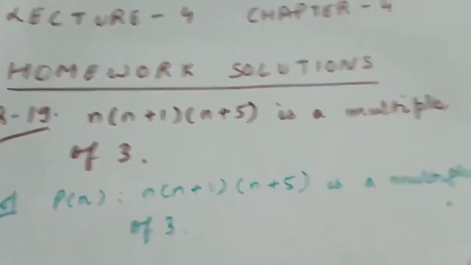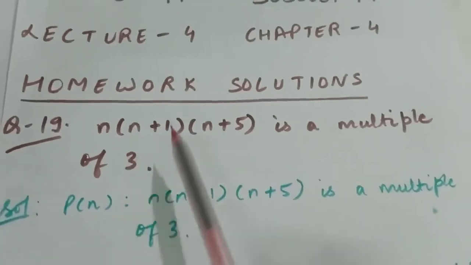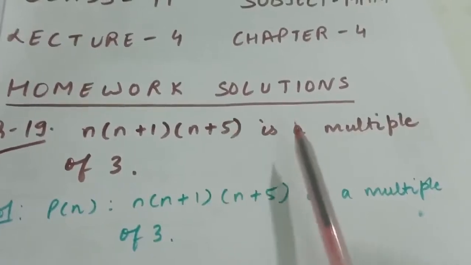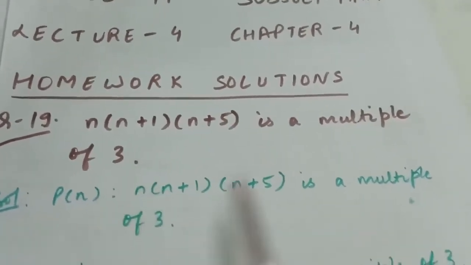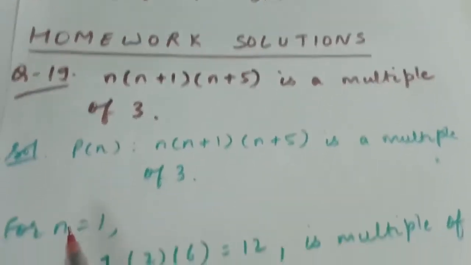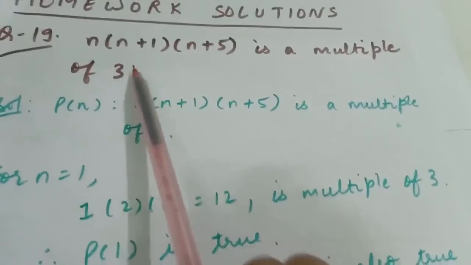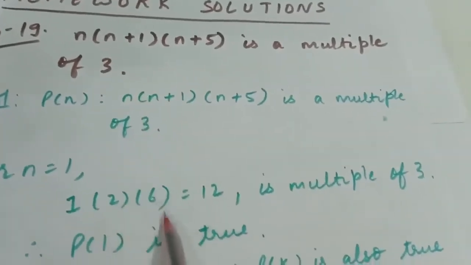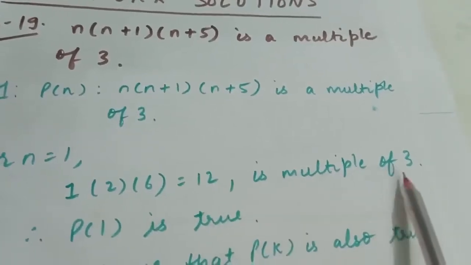So first is question number 19: we have to prove that n into n plus 1 into n plus 5 is a multiple of 3. First step, let the statement be Pn. Now for n equal to 1, put 1 in place of n. So 1 into 2 into 6, which is 12, because 6 into 2 is 12, is a multiple of 3.